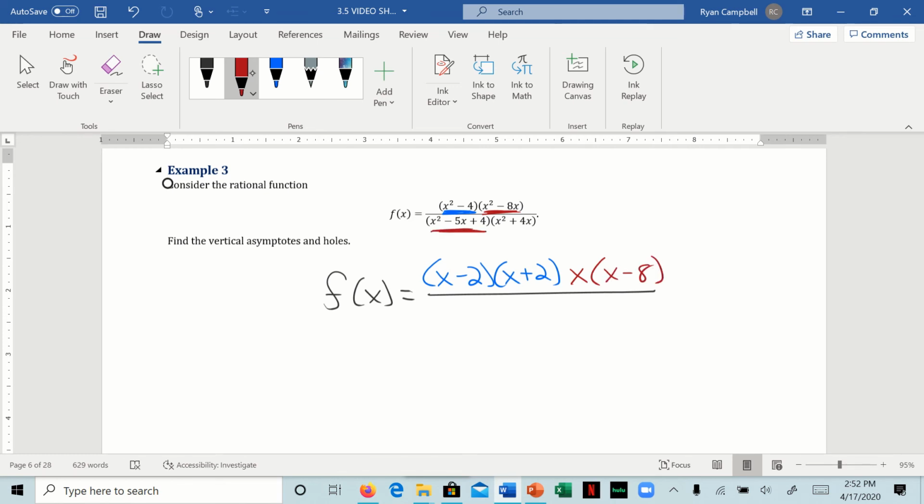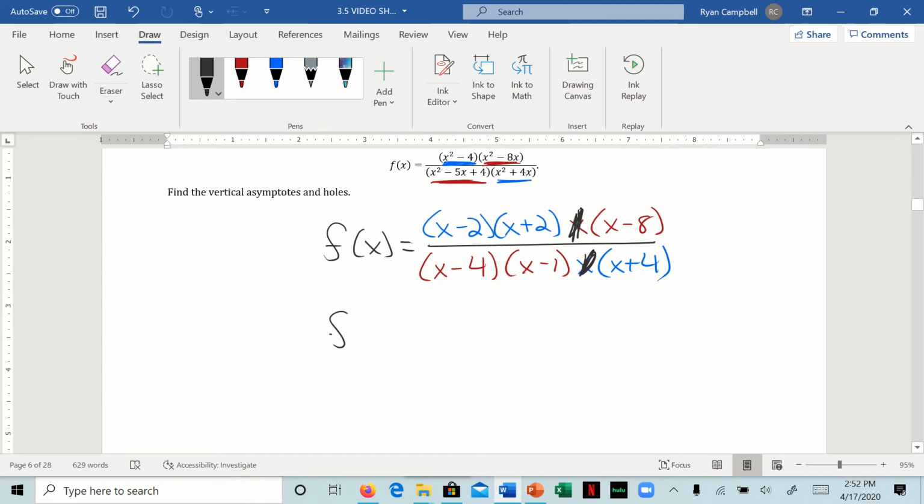With the bottom, what two numbers multiply to get 4 and add to get negative 5? Hopefully we see that's x minus 4 and x minus 1. And then for the last one, we see that we can take out an x, and we're left with x plus 4. So what's simplified on the top that's also on the bottom? Hopefully we see that we can simplify those x's. So f of x, simplified version, is all of this.